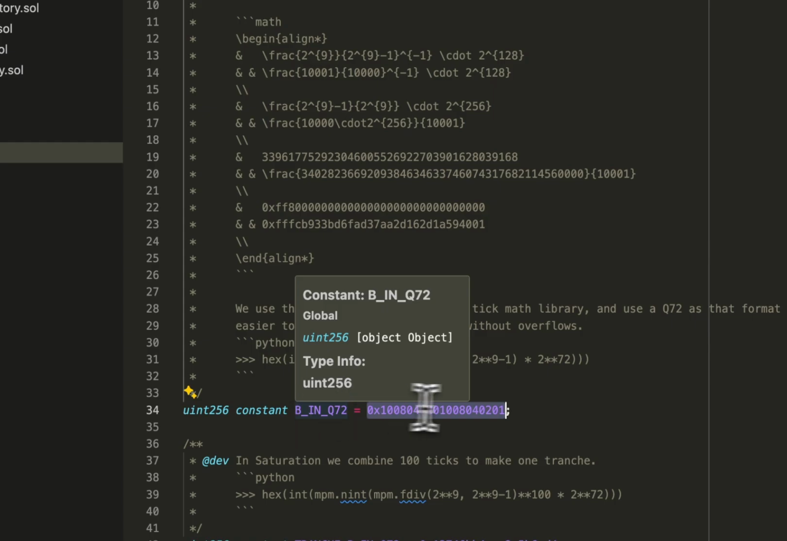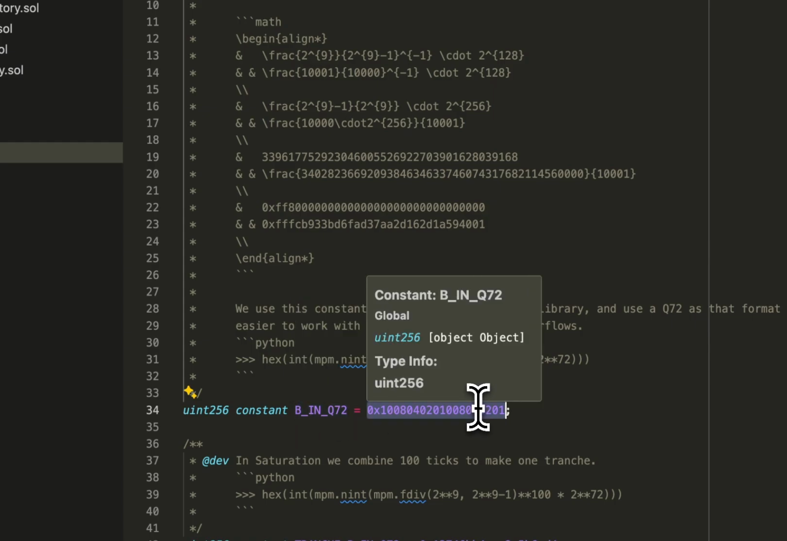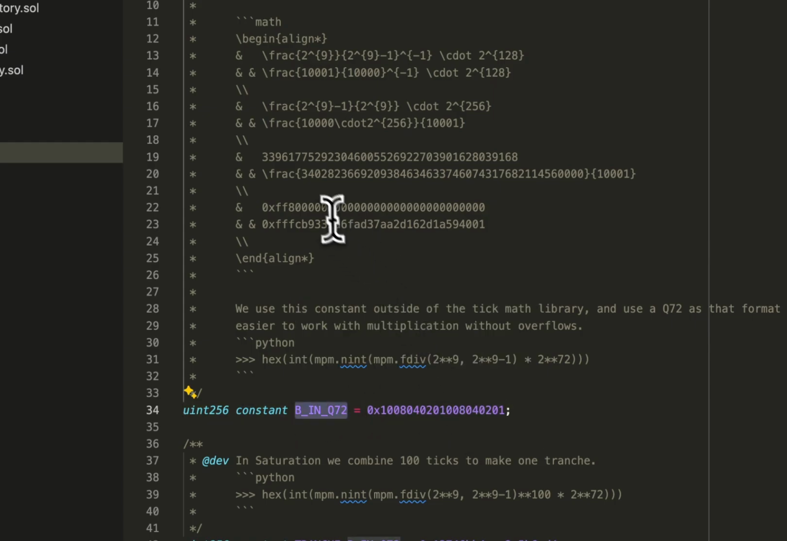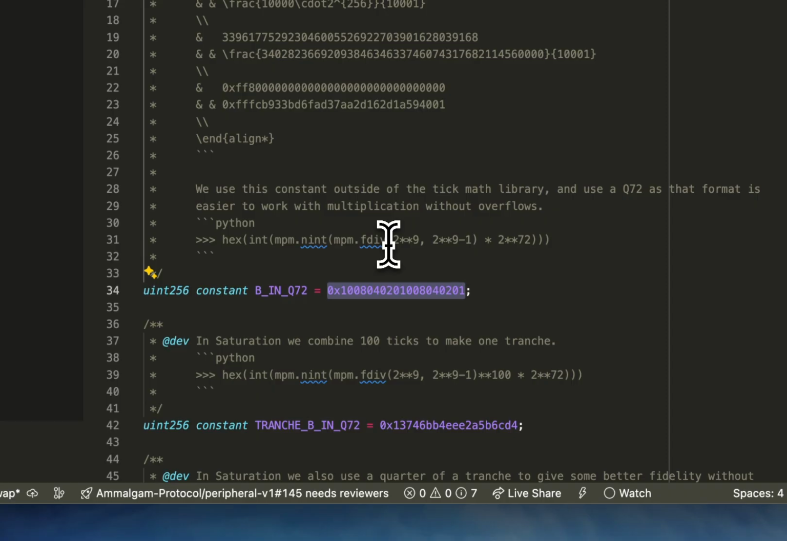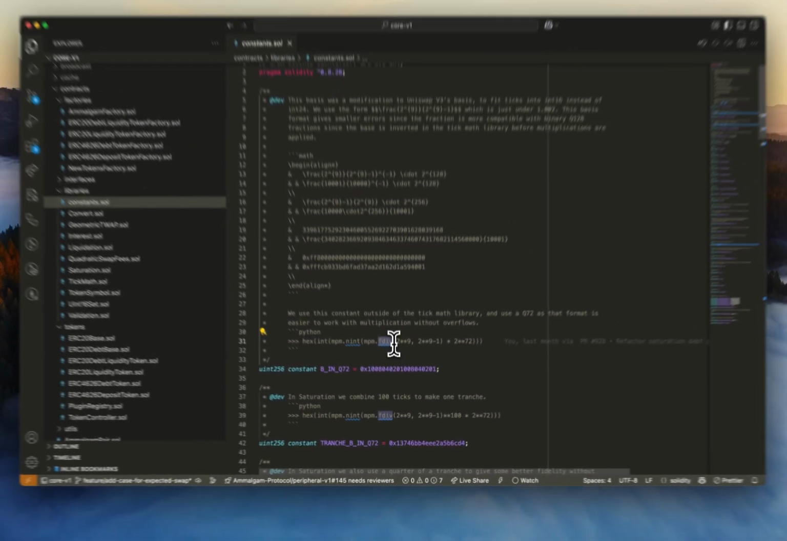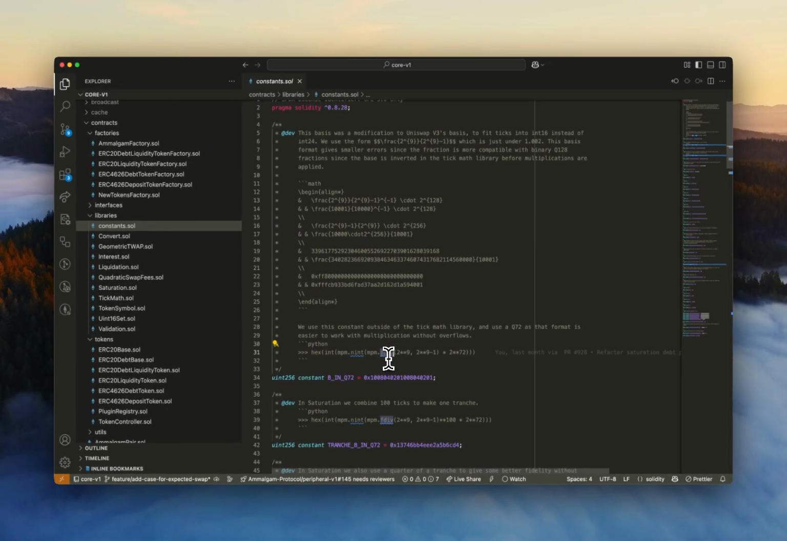Also in the constants, our tick is defined by this basis. So you take a base and raise it to the power of the tick to get a square root price. And this little write-up here shows that our precision is much better because of not using decimal like Uniswap does. We actually use this sort of format of 2 to the 9 divided by 2 to the 9 minus 1, which has much nicer properties as far as precision with small ticks than the Uniswap v3.